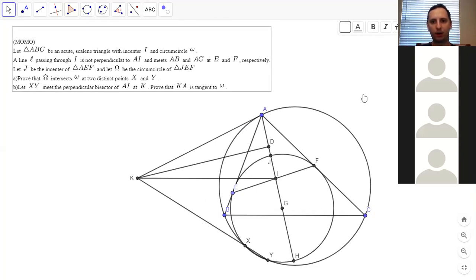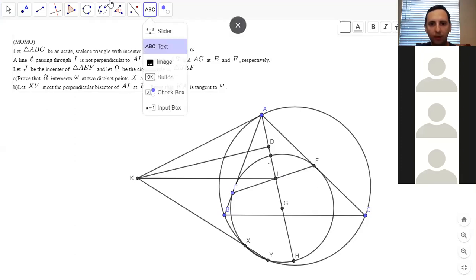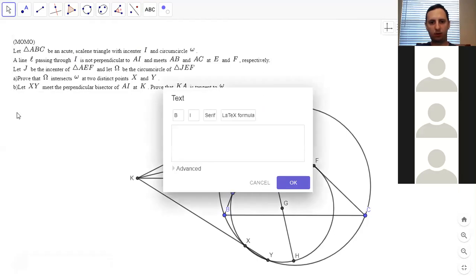So Feng was saying that A, I, J, and H are in harmonic conjugation. Yep. And that's true, because J is the incenter and H is the excenter. Okay. Or maybe I could write up both solutions actually.